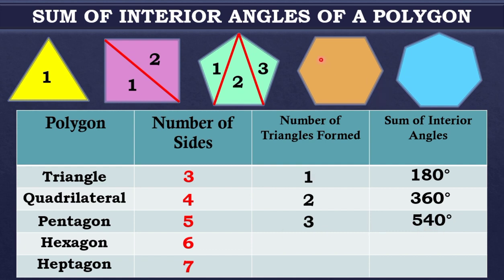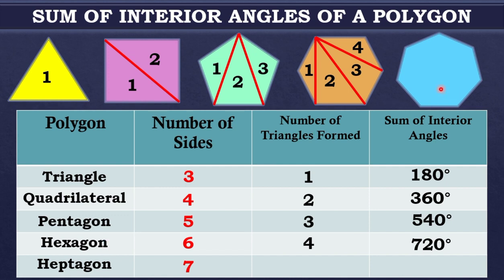Next, for hexagon, let us create a diagonal from one vertex. So, ito po siya. Let us count the number of triangles formed. We have 1, 2, 3, 4. So, we have 4 triangles. For every triangle, that is 180 degrees. So, what is the sum? If we have 4 triangles, what is the sum of the interior angles? We have 720 degrees. So, 4 times 180, we have 720 degrees as the sum of the interior angles of a hexagon.